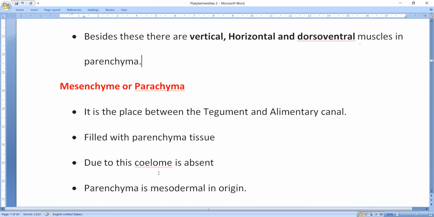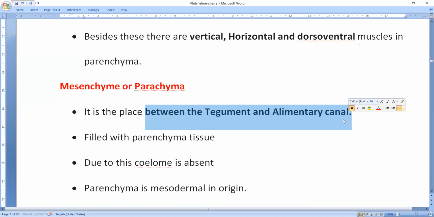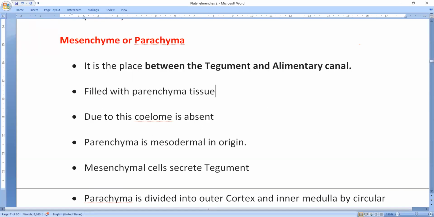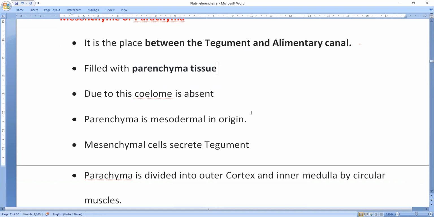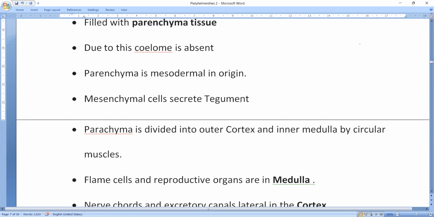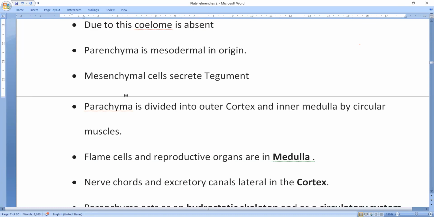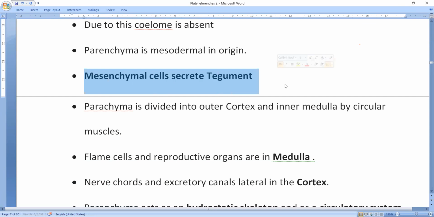Then mesenchyme or parenchyma. Below the body wall, to be precise, is the mesenchyma or parenchyma. It is present between the tegument and the alimentary canal or digestive canal. It is filled with parenchyma tissue, that's why it is called mesenchyma or parenchyma. Due to this, the coelom is absent. Parenchyma is mesodermal in origin, a kind of connective tissue. Mesenchymal cells secrete the tegument.